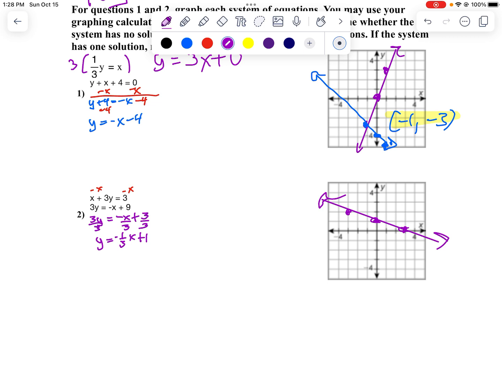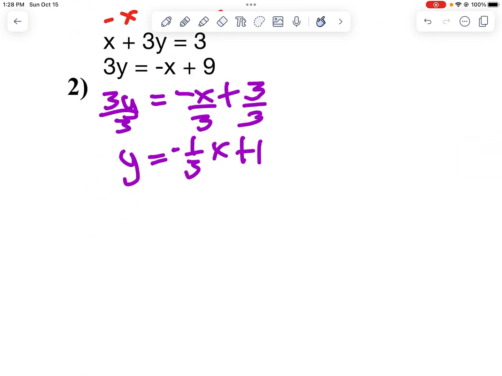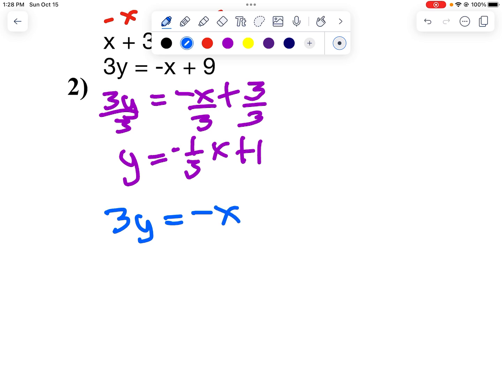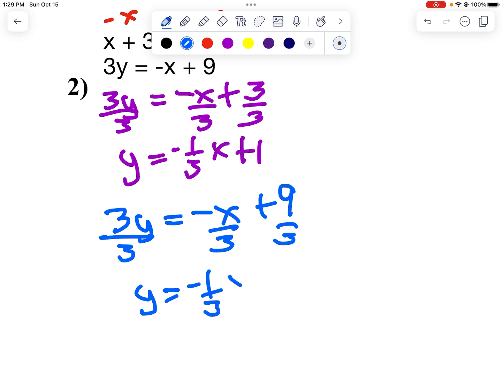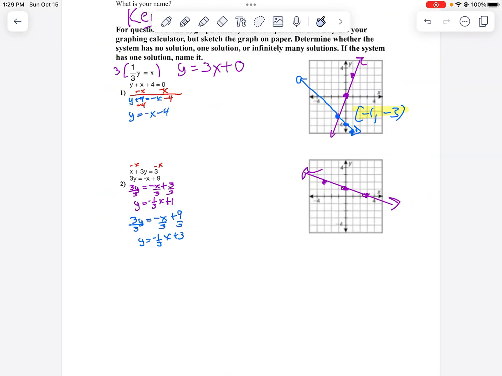And let's do the same thing on my second equation. I'm going to rewrite this down here so it's a little bit easier to see. So I'm going to start here with 3y equals negative x plus 9. I'm going to divide both sides by 3, which means every term by 3. So I'll get y equals negative 1/3 x plus 3. Well, let's graph that one.